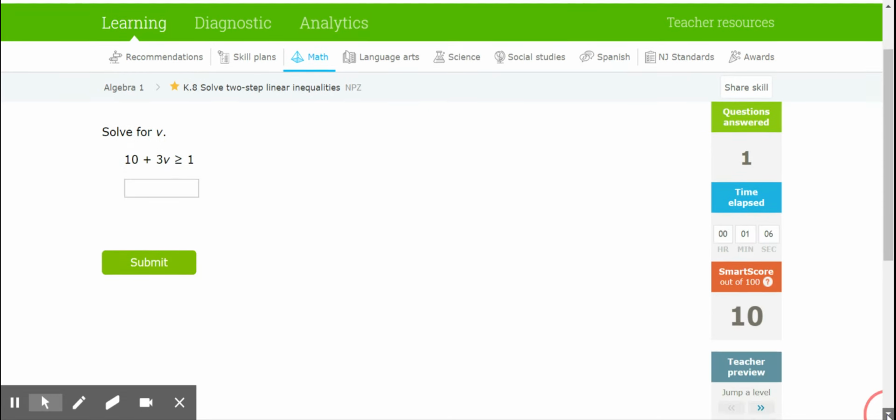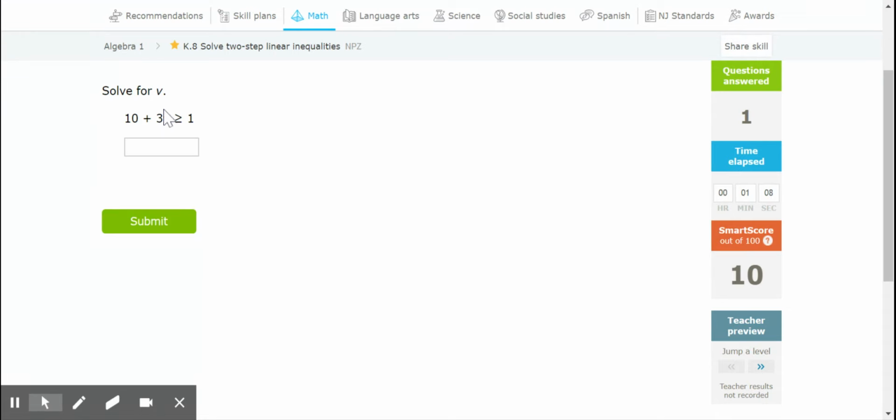Okay, now in this case, I'm solving for v, so I'm going to back out the 10 first. I would subtract 10 from both sides, and in your next line, you should have 3v is greater than or equal to -9. We would divide the -9 by +3, and v would be greater than or equal to -3. Once again, not changing the inequality because we were dividing by a +3.